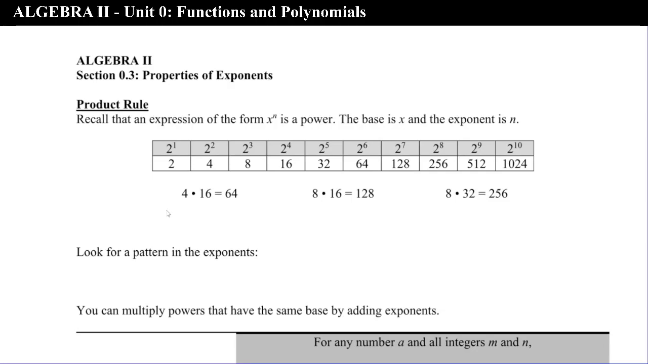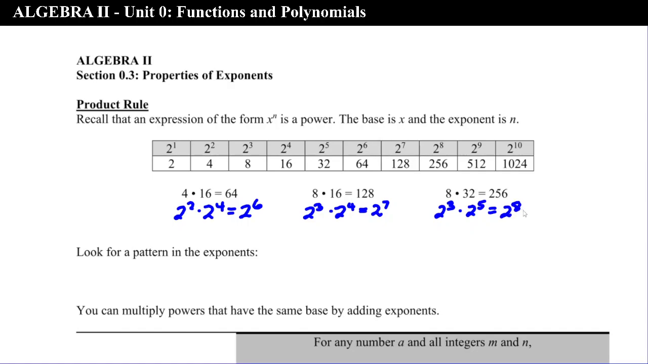So in this first example, we have 4 times 16. Well, 4 can be rewritten as 2 squared. 16 can be written as 2 to the 4th, and 64 can be rewritten as 2 to the 6th. Okay, let's move on to the next one. 8 can be rewritten as 2 to the 3rd. 16 can be rewritten as 2 to the 4th, and 128 can be rewritten as 2 to the 7th. And then this last example, 8 is still 2 to the 3rd. 32 can be written as 2 to the 5th. And 256 can be written as 2 to the 8th.